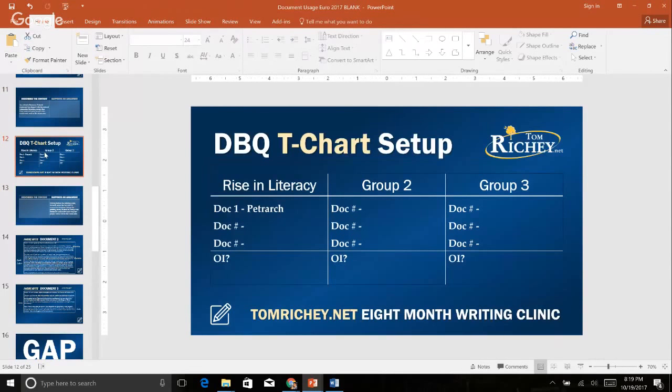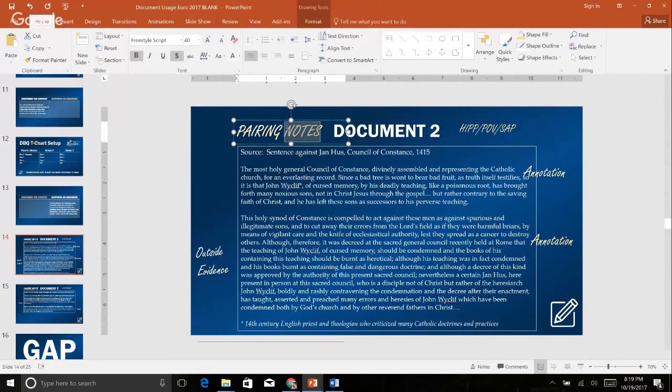So far here, we've got a point. Now, we may have to edit that. If I don't see any other documents that are noting a rise in literacy, unless I've got some good outside information to go with it, and I want to do 2 groups of 3, I wouldn't necessarily go with that. I might let this evolve into something else. But for right now, and it's very important for students to be thinking about where they're going as they go through the documents, you notice here that I've got a section that I call pairing notes. And what I do here is I look at what are some documents that this could successfully pair with. And so document 2, we've got the sentence against Jan Hus, the Council of Constance.